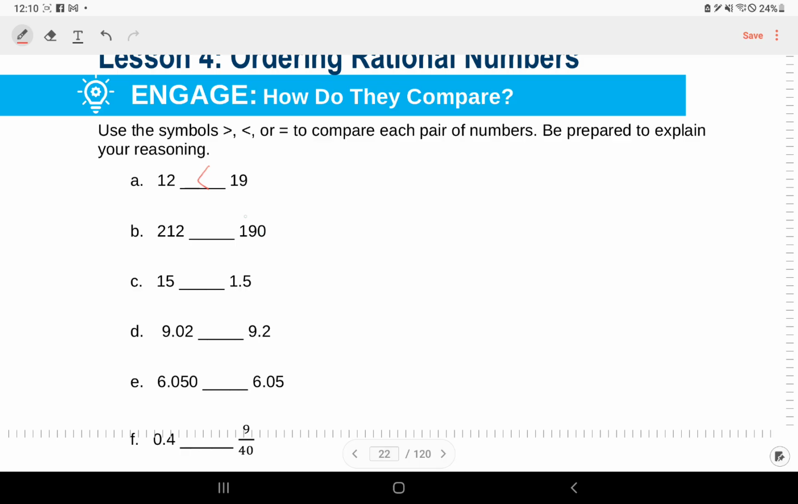So 212 and 190. Well, 212 is farther to the right than 190, so that's greater than. So 15 and 1.5. Well, again, 15 is farther to the right than 1.5, so 15 is greater than. Yes, those are greater than signs, not sevens.